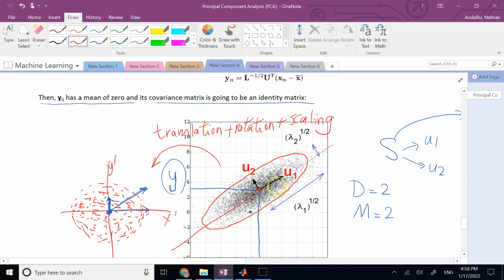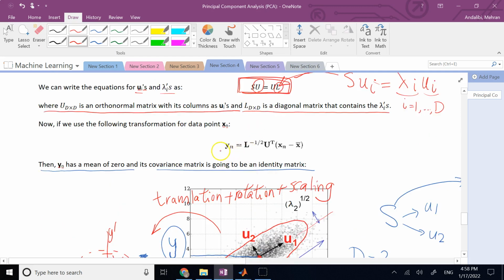I did not reduce the dimension of the data. I did all of this to get it to what I want. How can I do all of that? It's very simple to show that your new data, y_n, the transformed data, is going to be, what? The original data x_n minus their average, pre-multiplied by the transpose of the U matrix involving all of the eigenvectors, and then pre-multiplied by the diagonal L matrix containing eigenvalues to the power of negative 1/2.